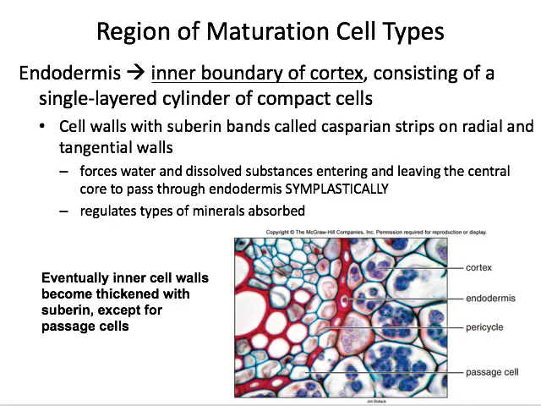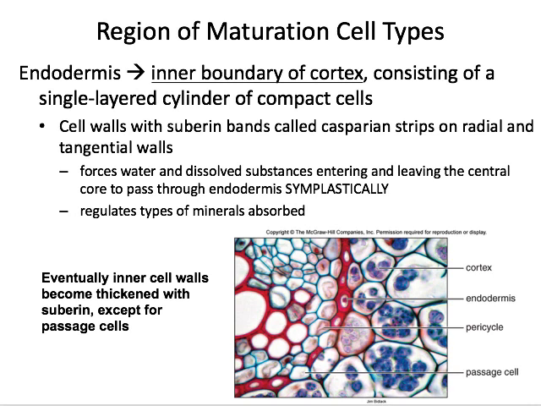The endodermis is considered to be the inner boundary of the cortex. And look at that root word, endo. Endo means within. So we are within the epidermis, but outside of the vascular cylinder. The endodermis consists of typically just a single layered cylinder of compact cells.